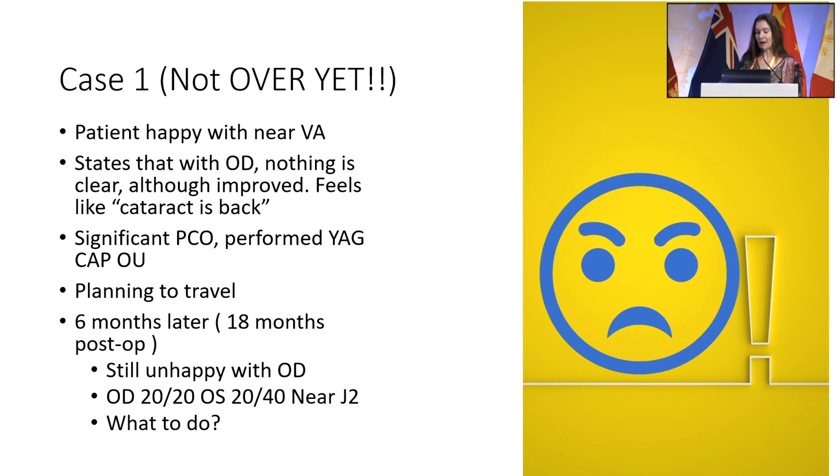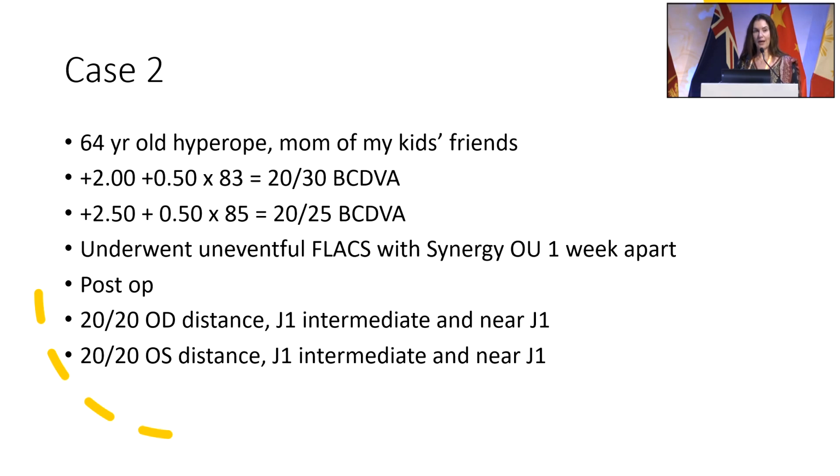I did a YAG capsulotomy in both eyes, and he came back 6 months later after traveling, and he was still unhappy. He had 20/20 vision in the distance with both eyes, 20/20 in the right eye, 20/40 unchanged in the left, and so what to do? Well, before we get to what I did, we'll go over another quick case.